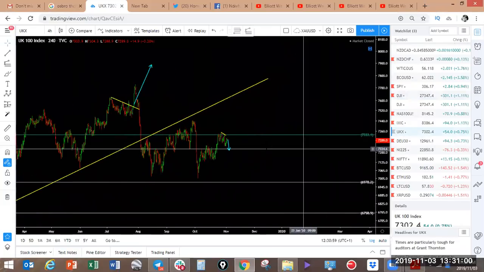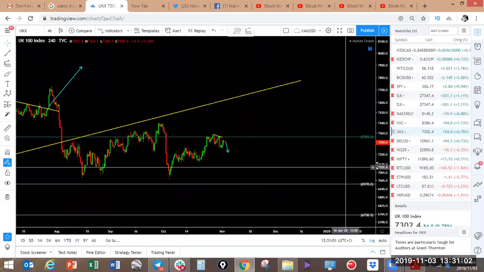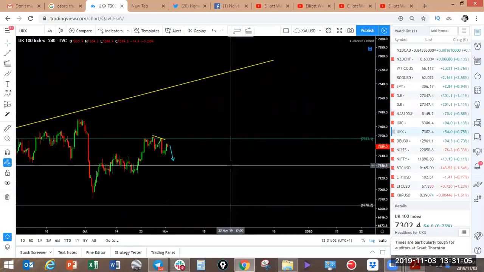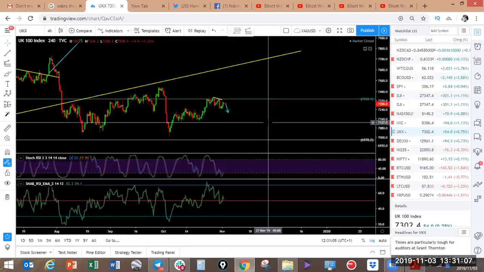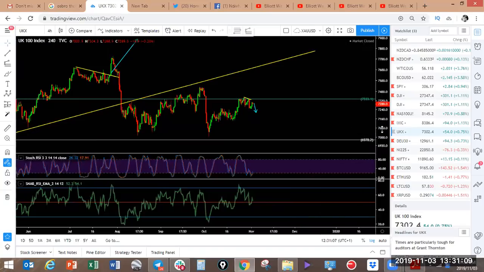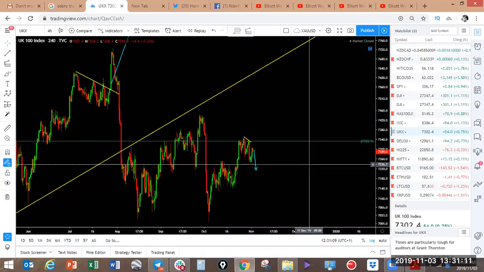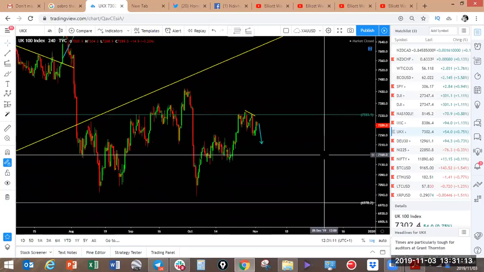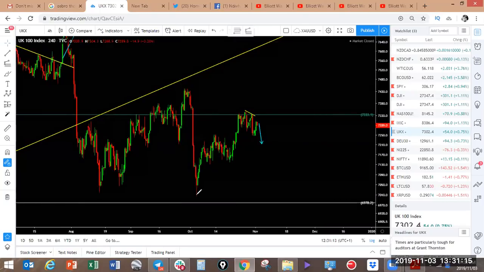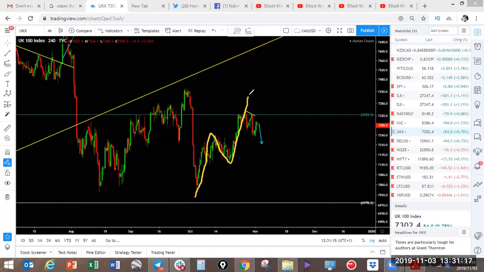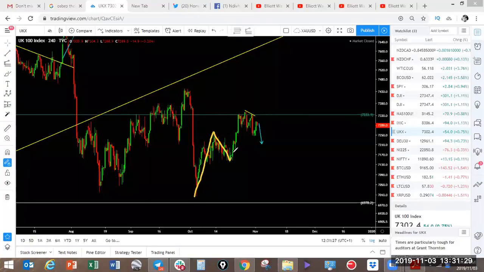UK 100. The structure on the UK 100 is similar to US dollar CHF, and I'll show you why I'm saying similar. When you look at this structure, it looks like a 1, 2, 3 wave move that is supposed to continue because of this correction, but we've seen this reverse at this level, so it does not have to be equal legs. So we're looking at this as a 3 wave move, 1, 2, 3.